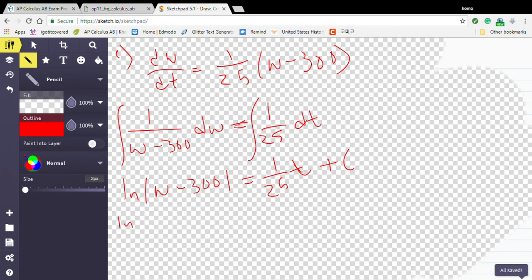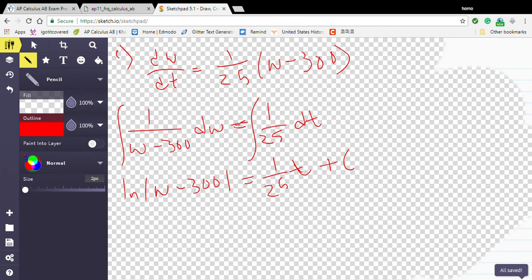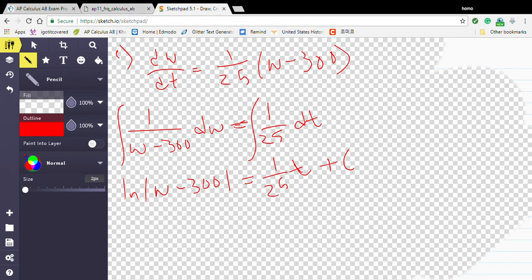So I think I'll do the C here. We're going to plug in the numbers they gave us, 0 for t and 1400 for W. So natural log of 1400 minus 300 equals 1/25 times 0 plus C. So now we get natural log of 1100 equals C. So now we have our C.